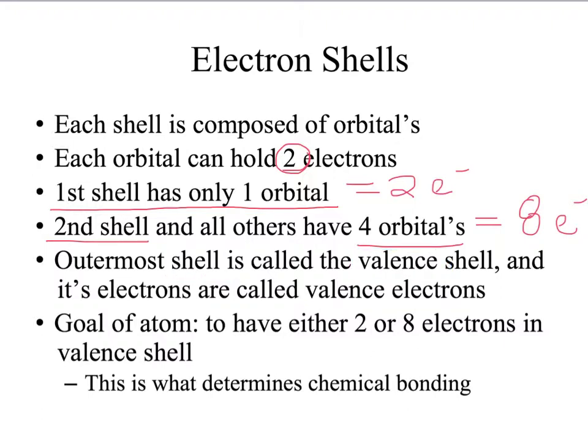So if an atom only has one shell, its goal is to complete that valence shell and carry 2 electrons. If it has 4 electron shells, it doesn't matter. Then it wants to complete its valence shell and have a total of 8 electrons in its outermost shell. This is what determines chemical bonding, because an atom is going to do a number of different things to accomplish its goal.